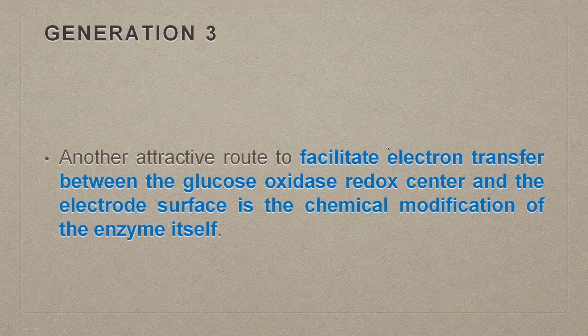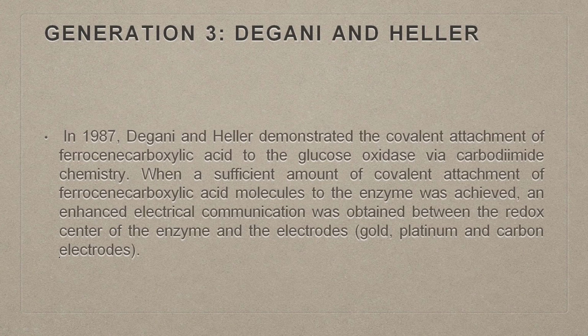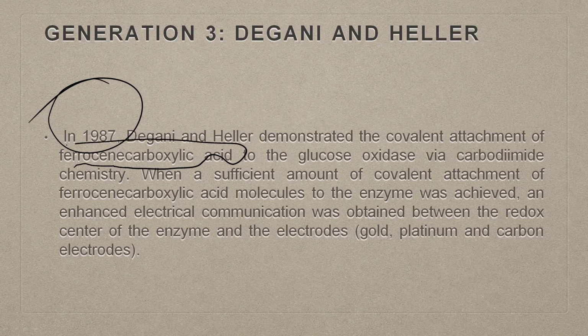Right? Now, similarly, another attractive route to facilitate electron transfer between the glucose oxidase redox center and the electrode surface is chemical modification of the enzyme itself. This was the other route which was followed. What was that route? 1987. In '84, we remember the second generation was culminating. In '87, Degani and Heller demonstrated the covalent attachment of ferrocene carboxylic acid.